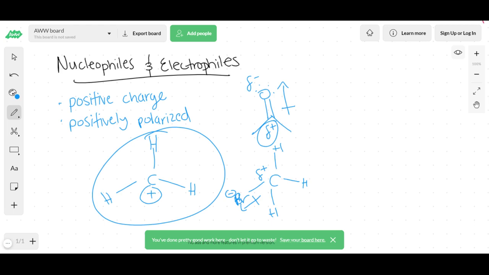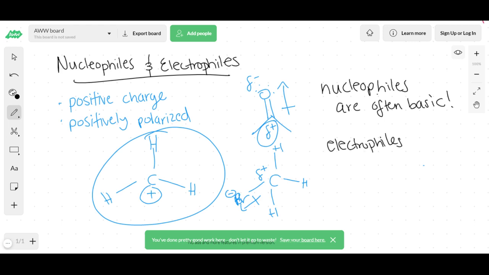Now, that's pretty much the basic examples of nucleophiles and electrophiles. Another important thing to remember is that nucleophiles are often basic. They're often bases, and electrophiles are often acidic.